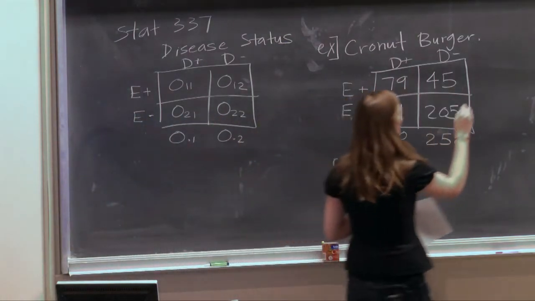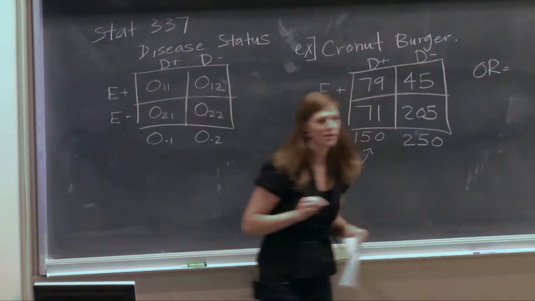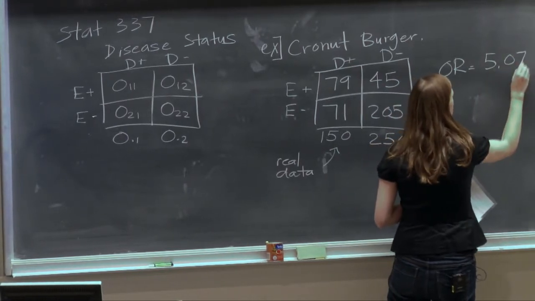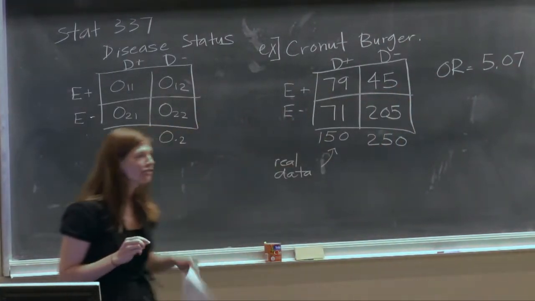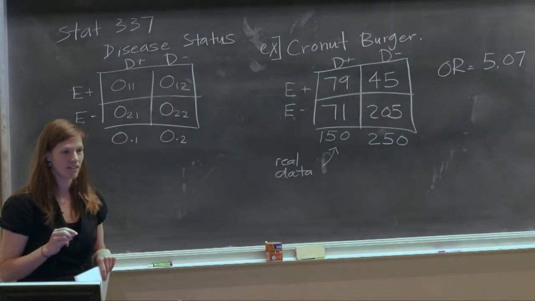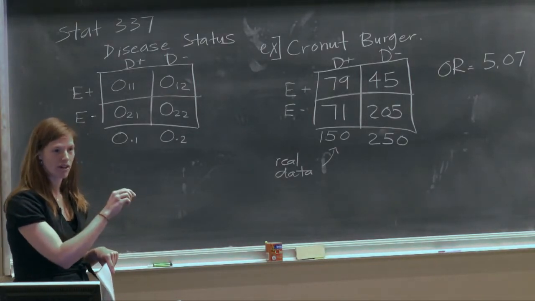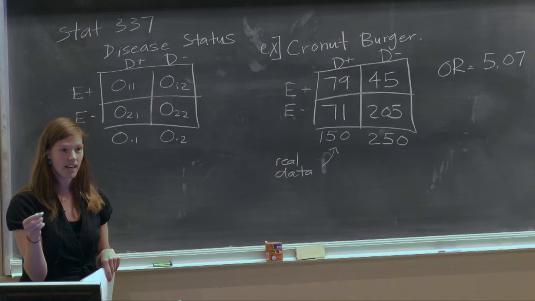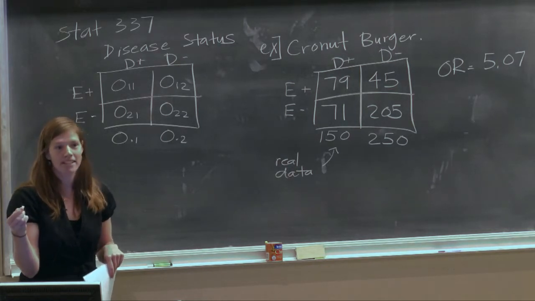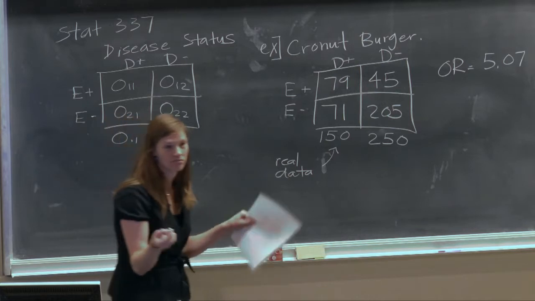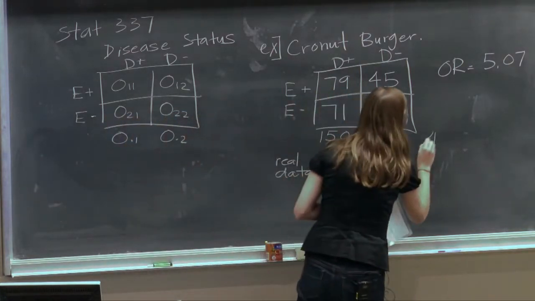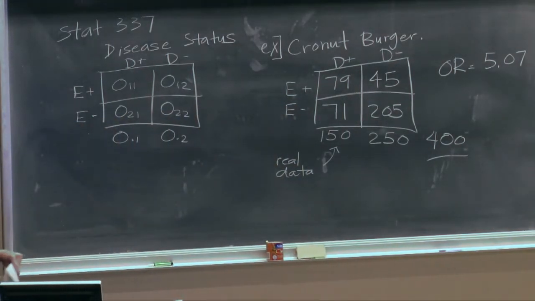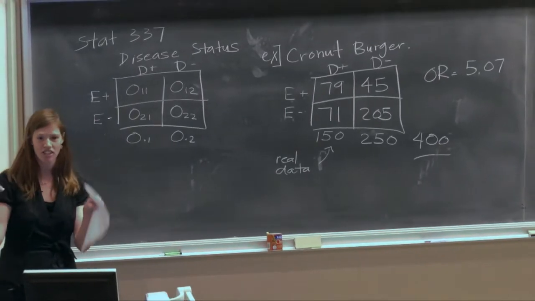And so in our previous class, we learned about calculating odds ratios. You can do the calculation if you know the formula. The odds ratio for this table is 5.07. So the odds of exposure to the cronut burger are 5 times higher in people who got sick than people who didn't get sick. And 5 is a big number, but is it that big? We don't know, right? And odds ratios depend a lot on our total sample size. Here we have 400. So we need a more formal way of determining if there's actually an association.